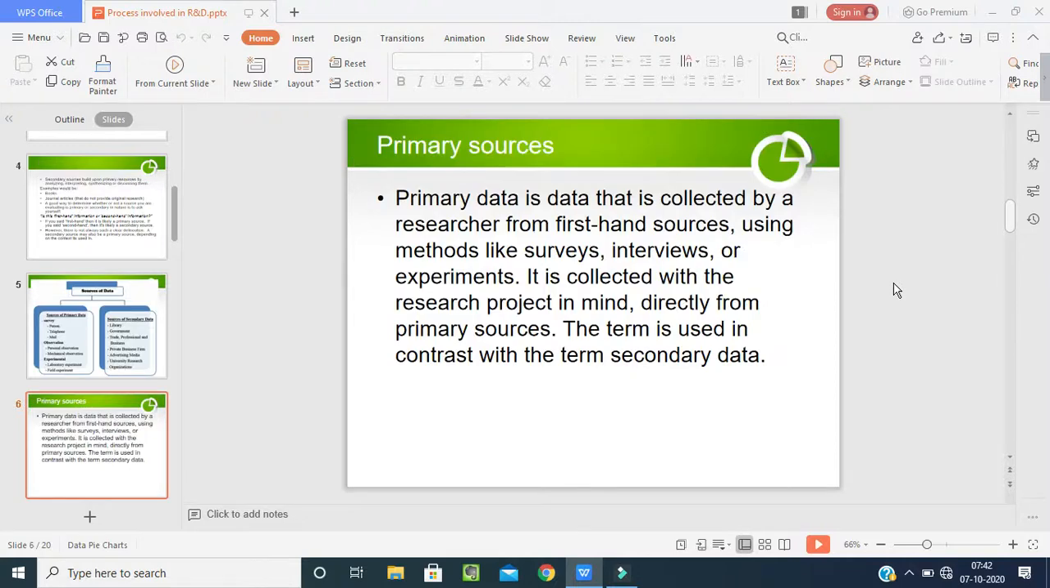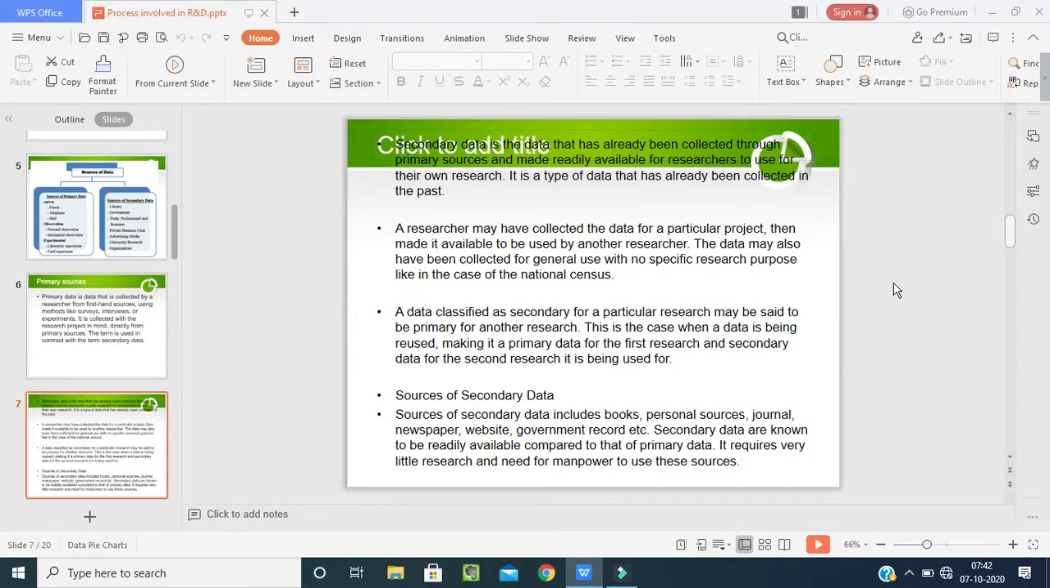Now we'll go for primary source once again. Primary data is data that is collected by a researcher from a first-hand source using methods like surveys, interviews or experiments. It is collected with the research project in mind, directly from the primary source. The term is used in contrast with secondary data. Now what does it mean? Let's have detail about secondary data. Secondary data is data that has already been collected through the primary source and made readily available for researchers to use for their own research. It is a type of data that has already been collected in the past.